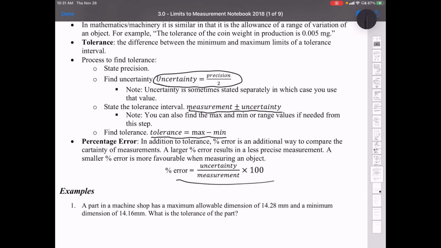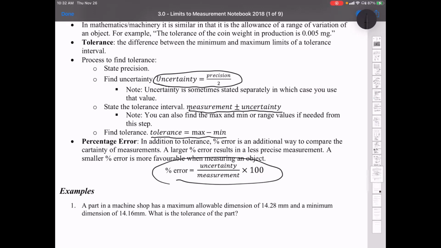The new one, however, is this percentage error right here. If we're talking about the percentage error in a measurement, all it is is your uncertainty divided by your measurement multiplied by 100 to give you your percentage. Seems to make sense, but if you have a smaller percentage error, it's a better measurement, right? It's more favorable. You're closer to that truer value.